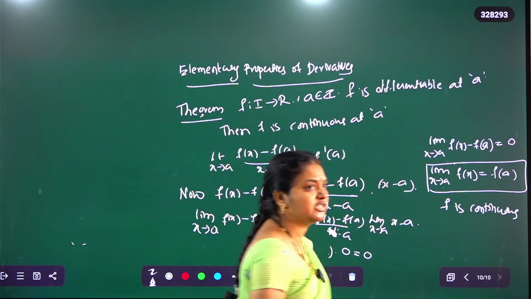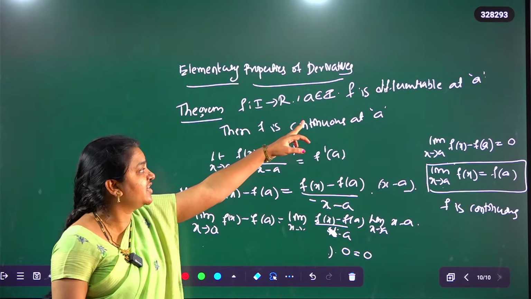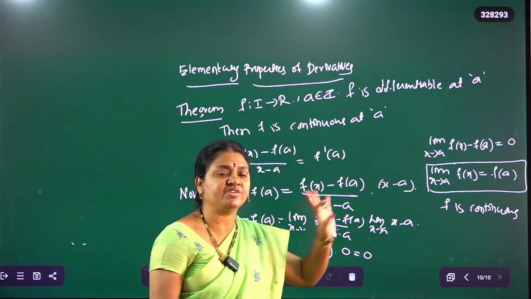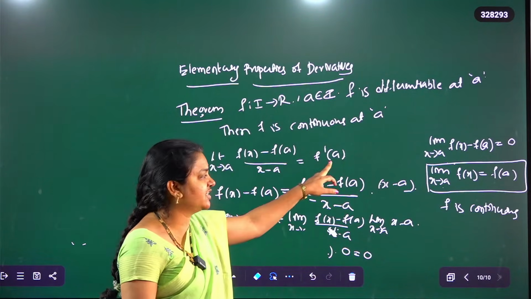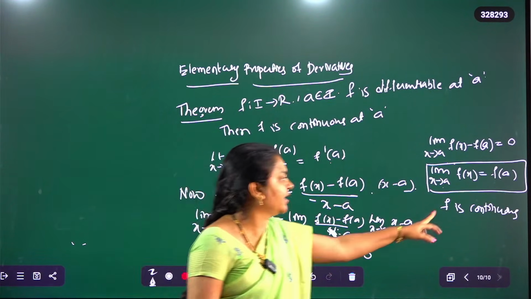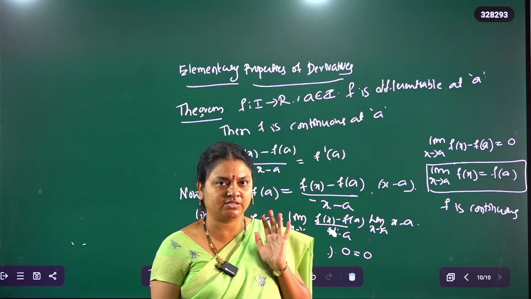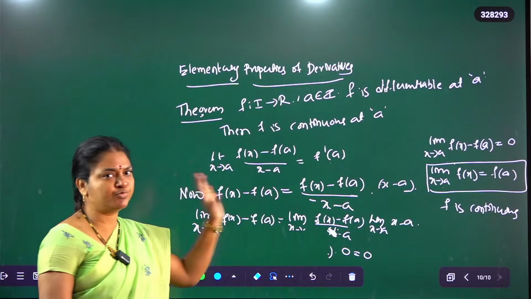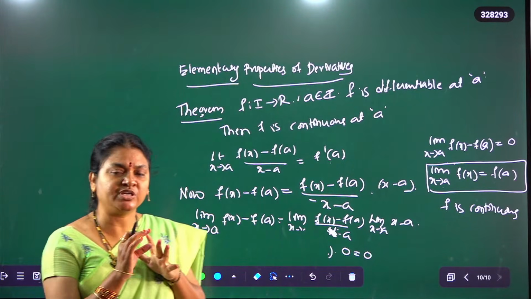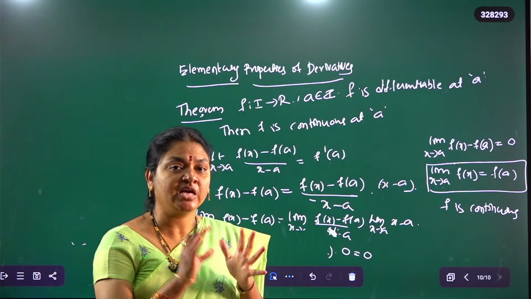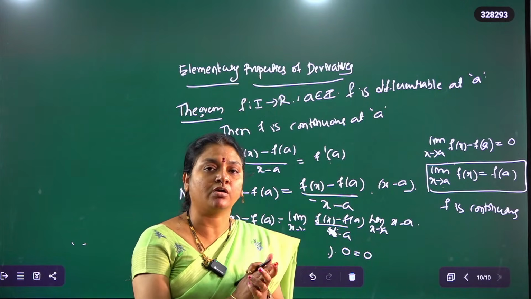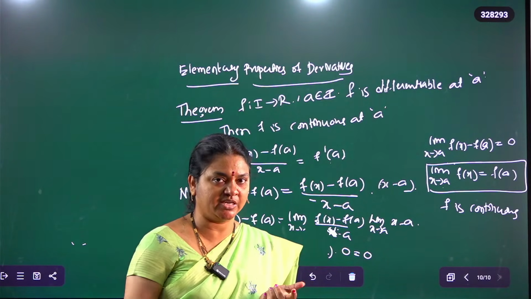So our theorem is proved. What is our theorem? If f is differentiable, then automatically f is continuous at a. F is differentiable, so that it is becoming f of x is equal to f of a. That means it is becoming continuous. So hence the theorem is proved. That means you need to remember one point. What is the point? If f of x is differentiable, automatically the function will become continuous.